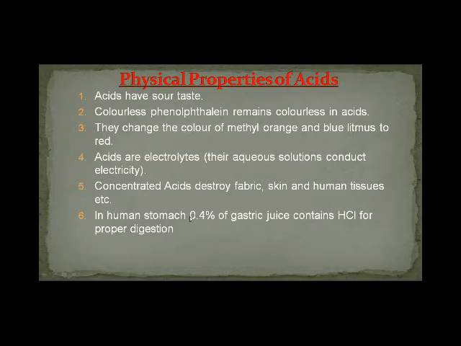In the human stomach, 0.4% of our gastric juice contains HCl for proper digestion. This HCl is very important. It helps in proper digestion. If more acid is present in the stomach, it may cause acidity. So only 0.4% of gastric juice contains HCl. This is for proper or normal digestion.